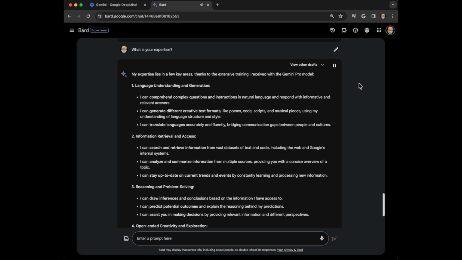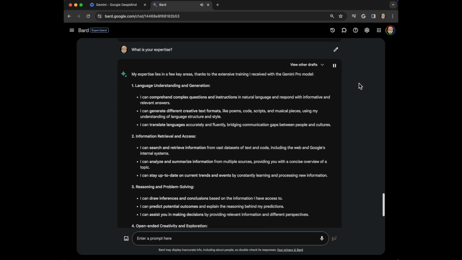My expertise lies in a few key areas, thanks to the extensive training I received with the Gemini Pro model. 1. Language understanding and generation. I can comprehend complex questions and instructions in natural language and respond with informative and relevant answers. I can generate different creative text formats, like poems, code, scripts, and musical pieces, using my understanding of language structure and style. I can translate languages accurately and fluently, bridging communication gaps between people and cultures.